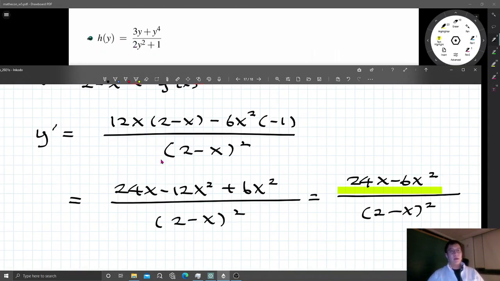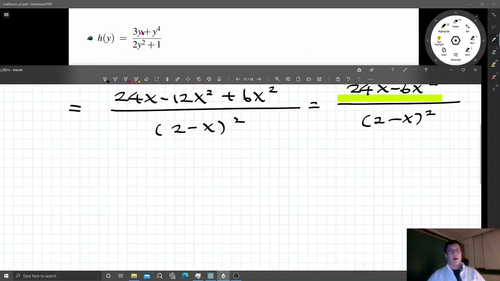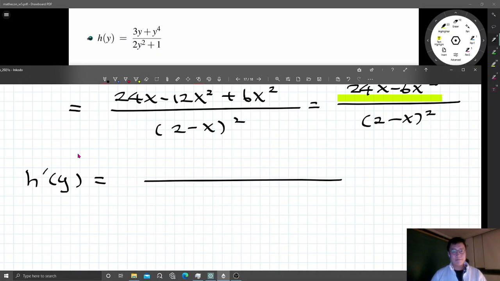The next one. Now the function h is given by 3y plus y to the power fourth, so one function of y, divided by 2y squared plus 1, so divided by another function of y. Okay? So h prime is, so let me first write down the bottom. So 2y squared plus 1 squared. Okay? So on the top, we first take the derivative of the top.